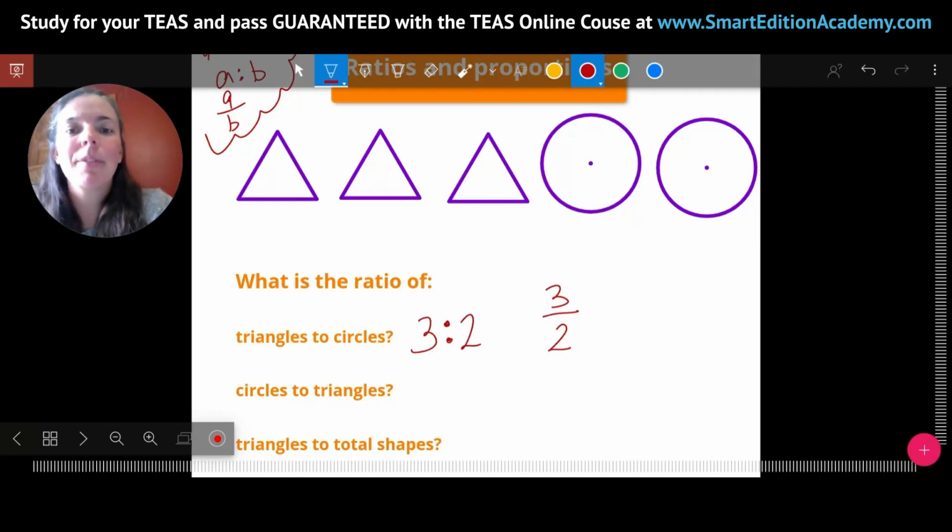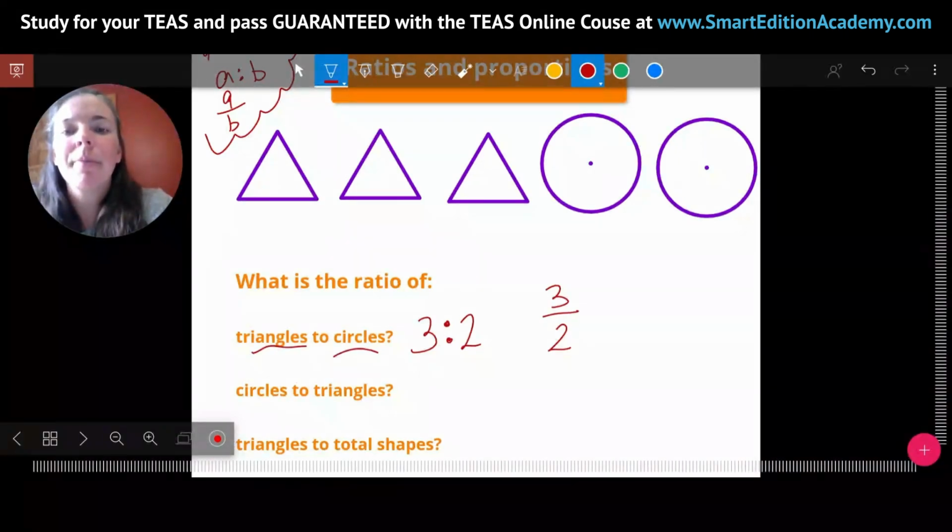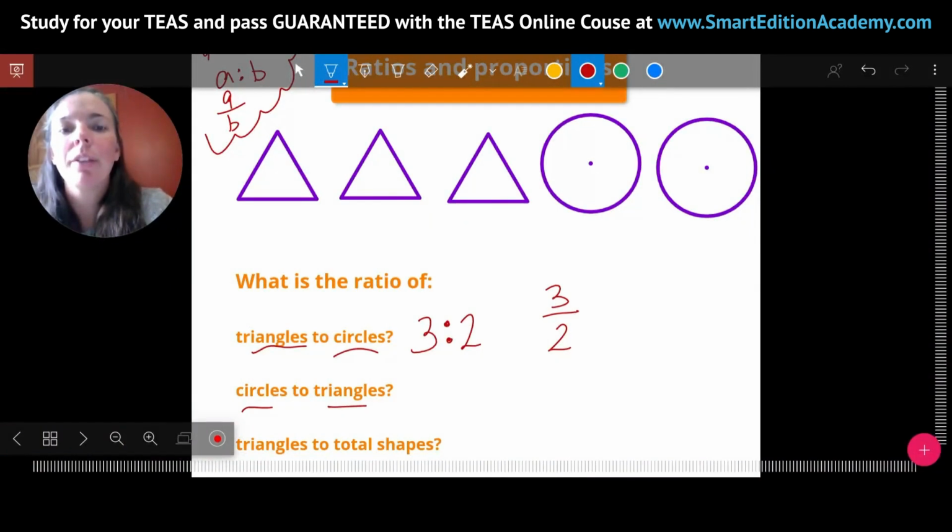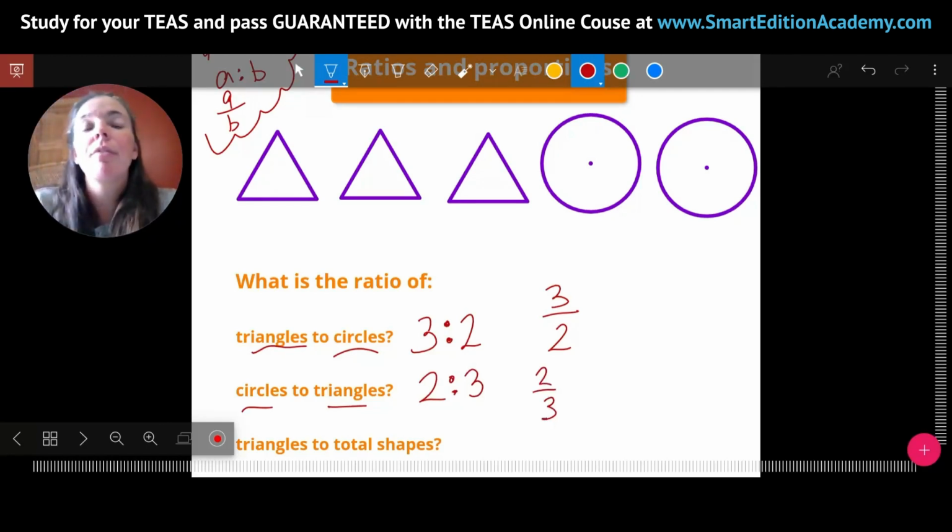I mentioned earlier, when we were talking about some of those common mistakes, that order is super important. So let's talk about why. For this one, this is triangles to circles. The next one, circles to triangles. Now I have 2 circles for every 3 triangles. This would be 2 to 3, and if I were to write this as a fraction, that would be 2 over 3. So notice how just flipping the fraction, or changing the order of the way I wrote the ratio, is actually a completely different ratio. Triangles to circles is not the same thing as circles to triangles. So that's why order is so important.